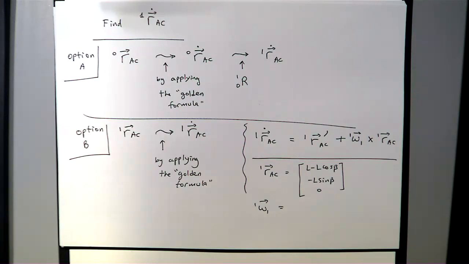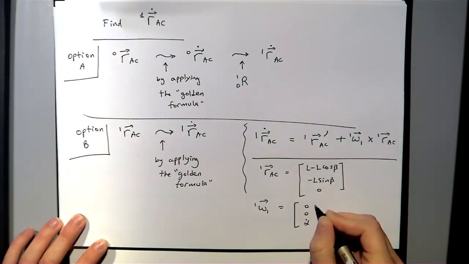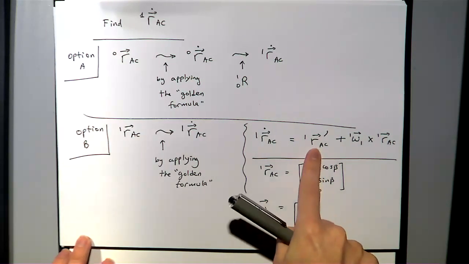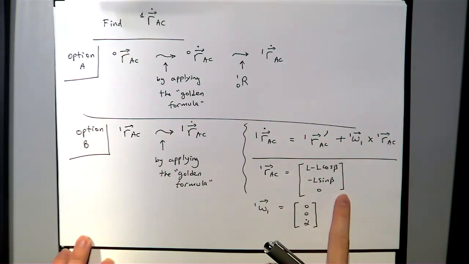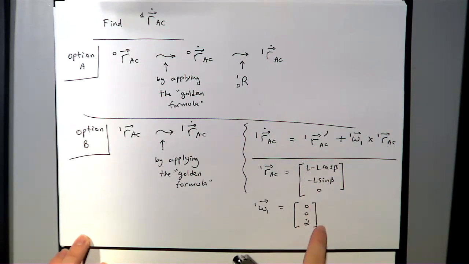0, 0, alpha dot. Okay? So this is 0, 0, alpha dot. Now R_AC prime would be just take the derivative of each of these components. So you have it here. Derivative of the first component, derivative of the second, derivative of the third.